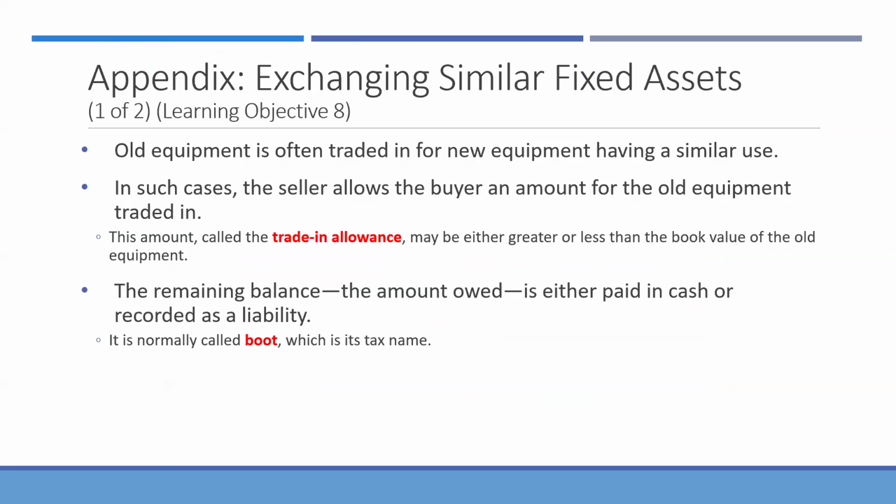And now we're going to go over exchanging similar fixed assets or trading assets. So there's no cash involved, but we're basically trading in old for the new. Old equipment is often traded in for new equipment having similar use. In such cases, the seller allows the buyer an amount for the old equipment traded in, could be called a trade-in allowance, and the remaining balance, either paid in cash or recorded as a liability on account, is called the boot, which is really from the tax code. That's why it's called boot, but maybe think of it like pirate booty.